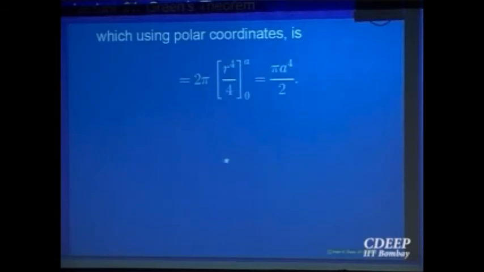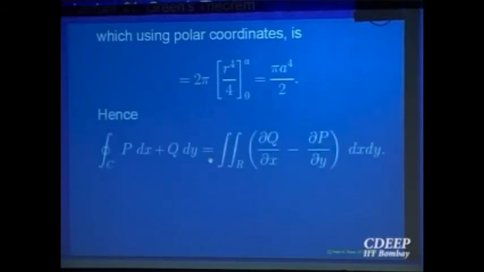You can use polar coordinates or whichever way you like and evaluate and verify that it comes out to be equal to this. So what we have done is just stated the theorem, what is called Green's theorem, which says that the line integral of P dx plus Q dy is a theorem about vector fields and curves in the plane only, first of all. It is a two-dimensional theorem, meaning it is about curves and regions in the plane only.